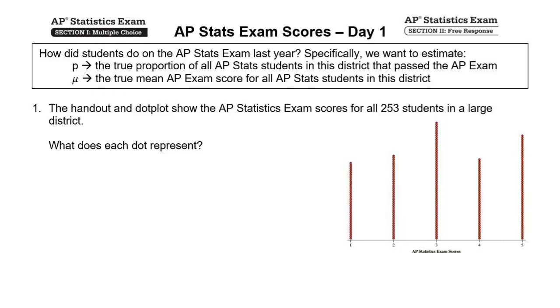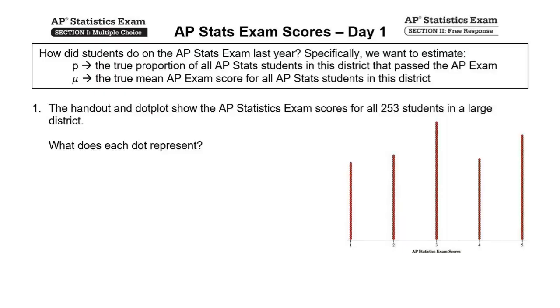Does anybody feel like volunteering for finding the true mean? Add up all 253 scores. It would take a long time, right? You would do it? What we're going to do instead is take some samples so that it's much faster and easier to calculate these proportions and these averages.